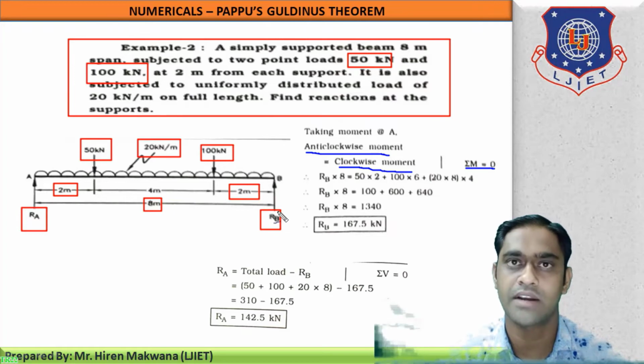So always start from the right side. Okay, always start from the right side. So at the right side, the first force is RB. It is going upwards. Okay, so how to take moment? We are taking moment at point A.